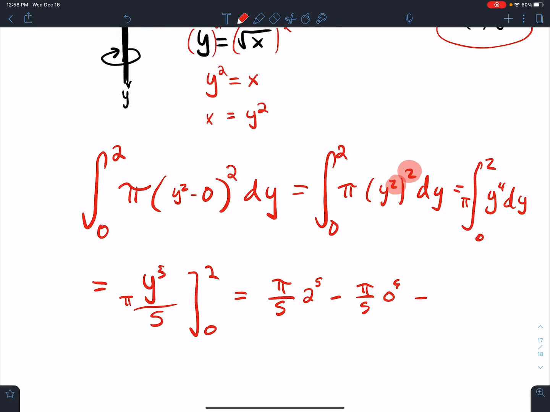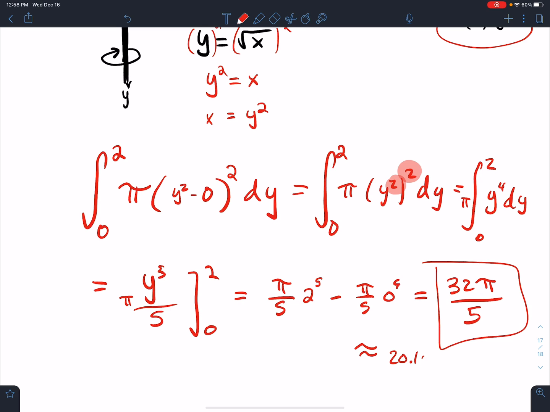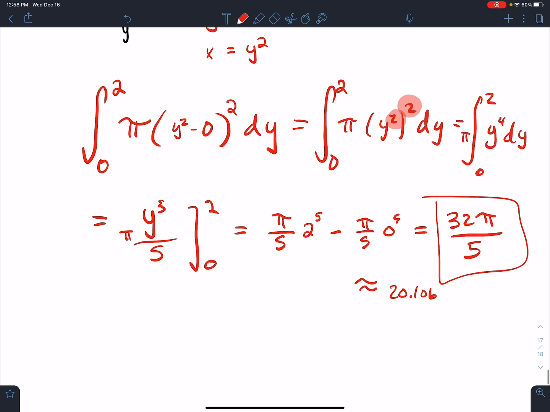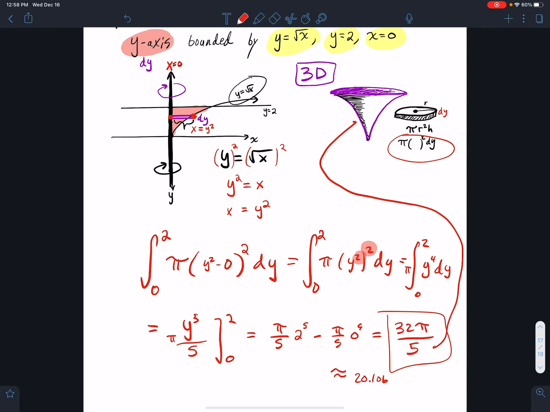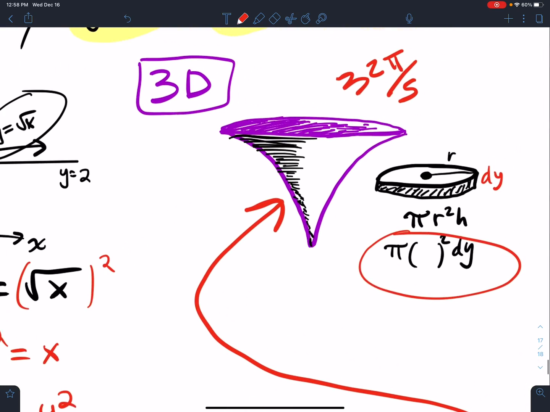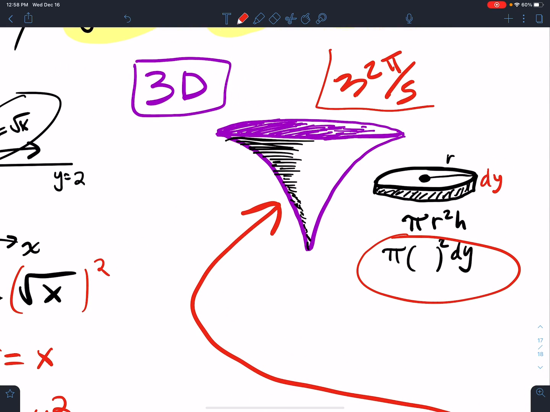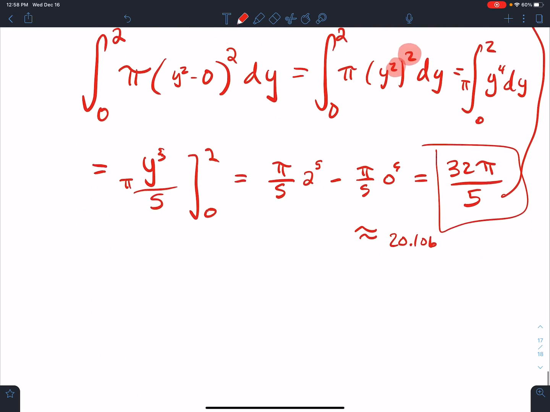So the second part goes to 0, 2 to the 5th is 32, so it's 32 pi over 5 is my answer here. Approximate answer is 20.106. Okay. Just to summarize, this weird looking tornado has a volume of 32 pi over 5. Kind of a beautiful thing that something so weird has such a simplistic answer. Okay?